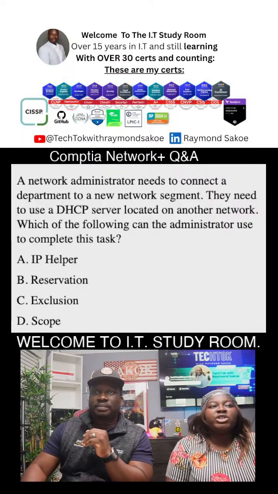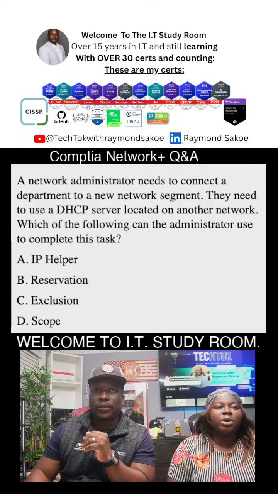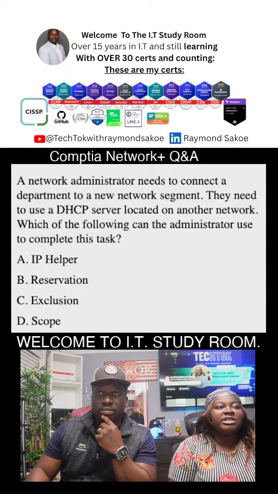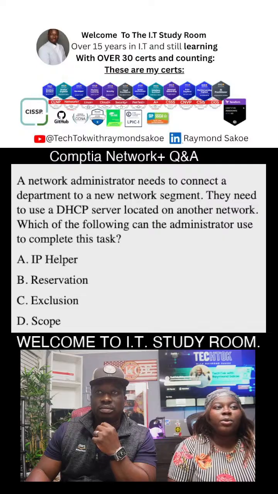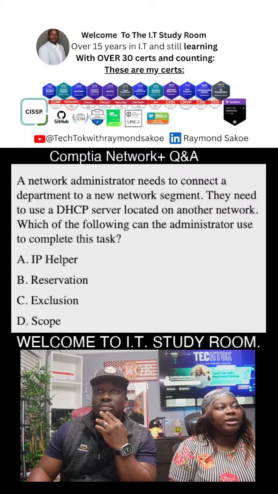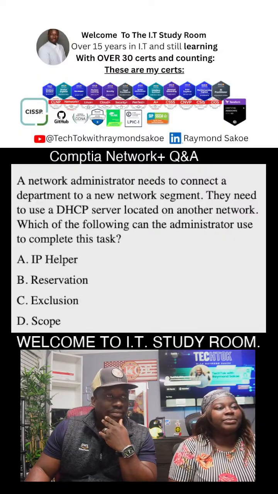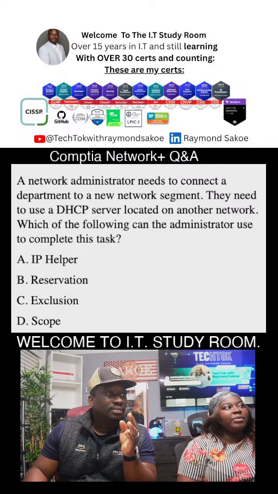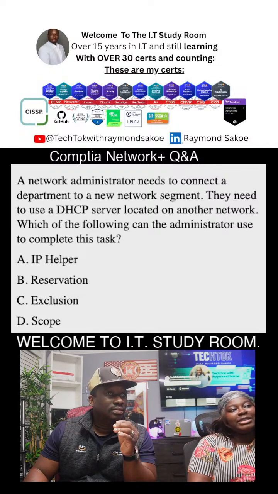A network administrator needs to connect a department to a new network segment. They need to use a DHCP server located on another network. Which of the following can the administrator use to complete this task? We have A, we have B, we have D, everything but C.